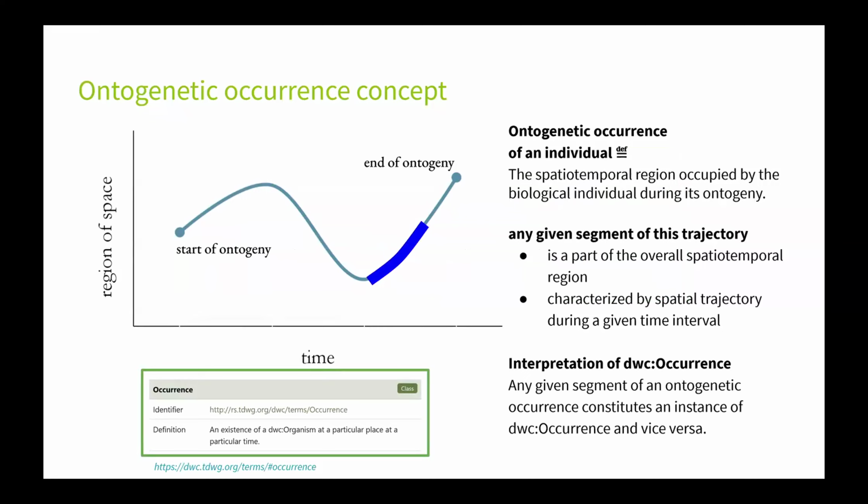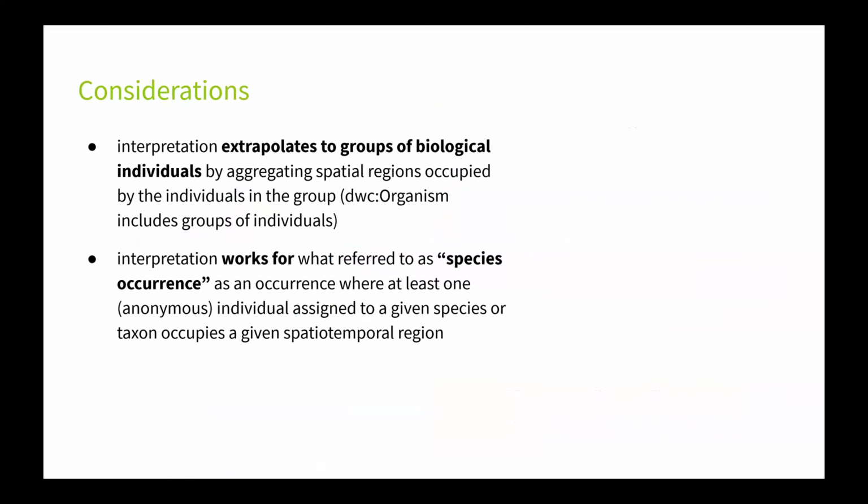This is to say that occurrence refers to a specific trajectory of a spatial region in a given time interval, that is, a specific segment of an ontogenetic occurrence. This interpretation extrapolates to groups of biological individuals. For a group of individuals, the spatial region would be aggregated by the individual regions of space occupied by the individuals in the group. Likewise, so-called species occurrences can be subsumed as the occurrence of at least one individual that has no identification.